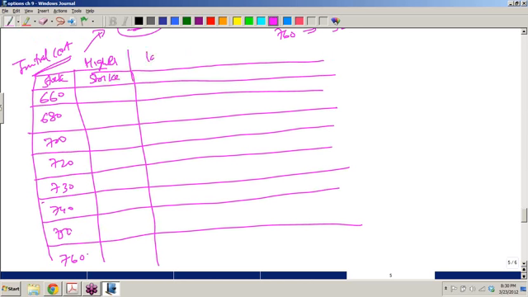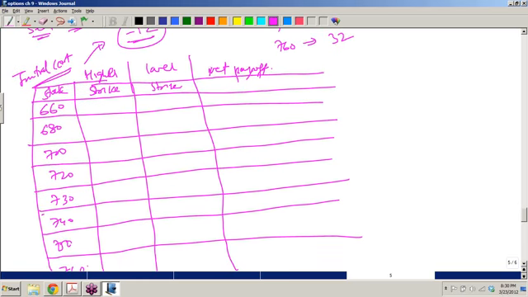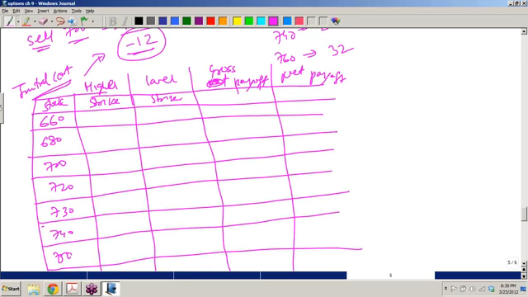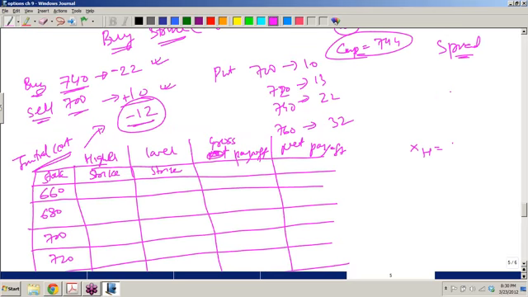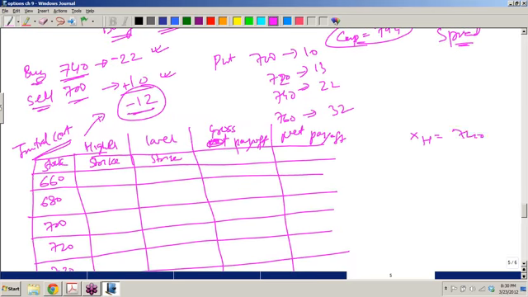Now the payoff from the higher strike, the payoff from the lower strike, and then we have the net payoff. Please note that in the net payoff we will deduct the minus 12 which is there. Or if you want, we can have a gross payoff and then a net payoff. At 660, what will happen? The higher strike is 740. The lower strike is 700.